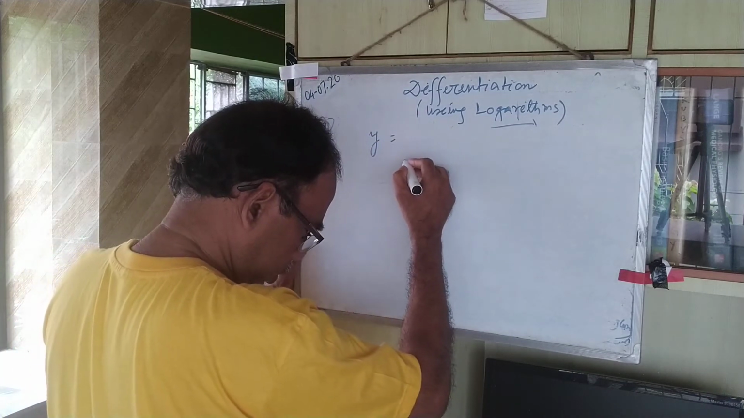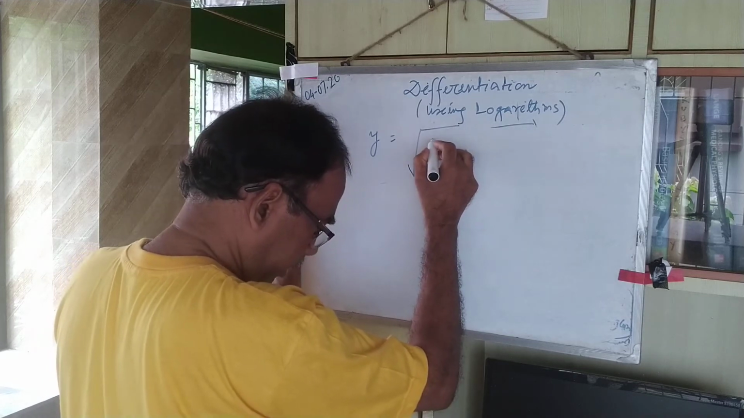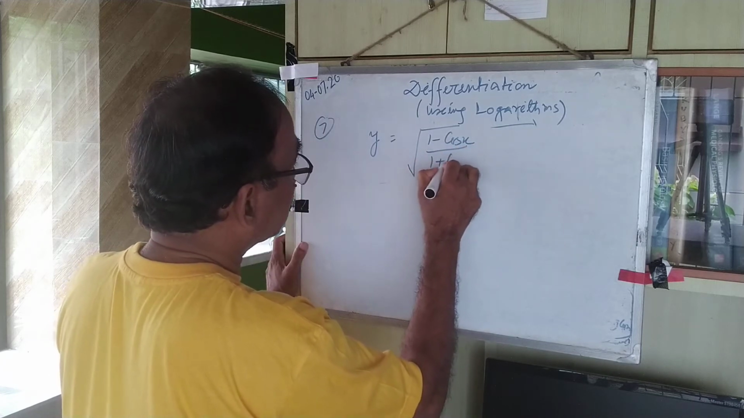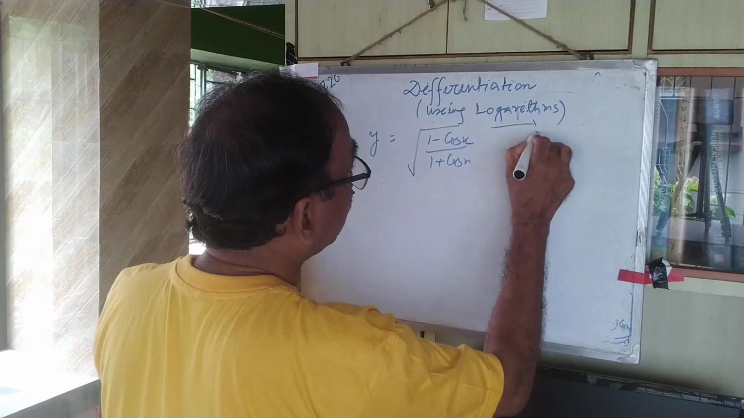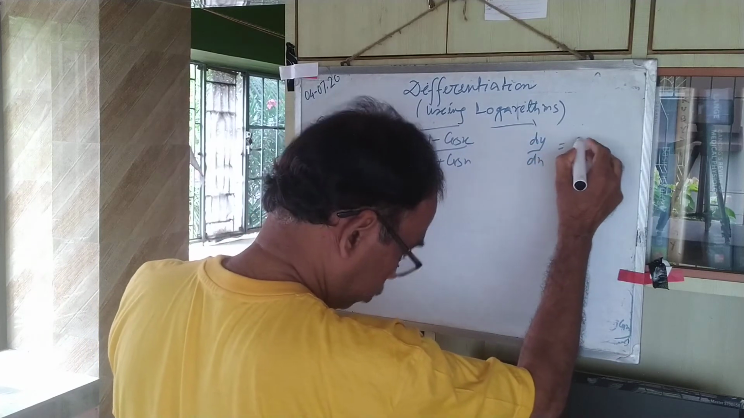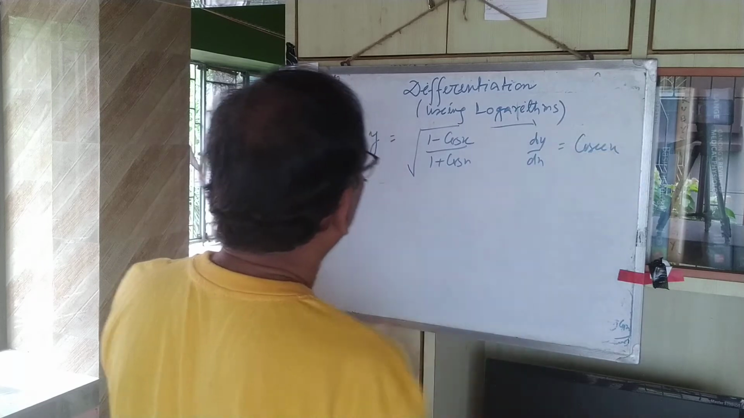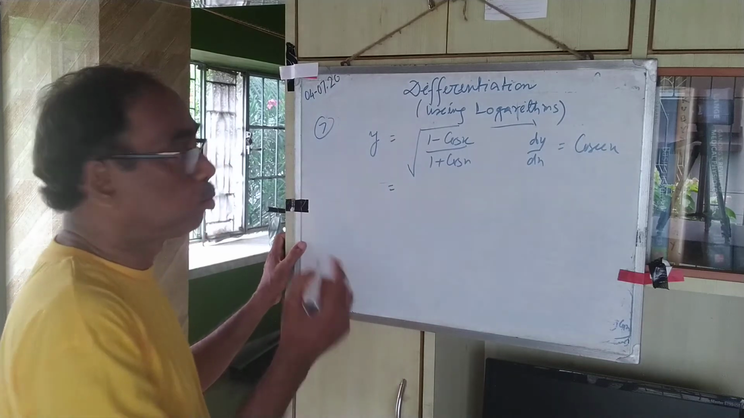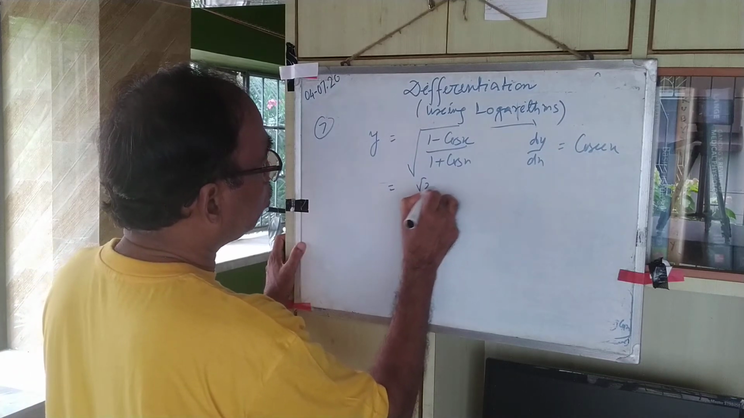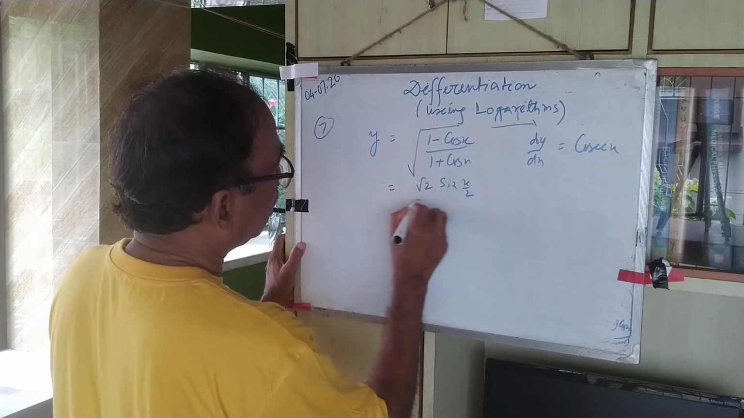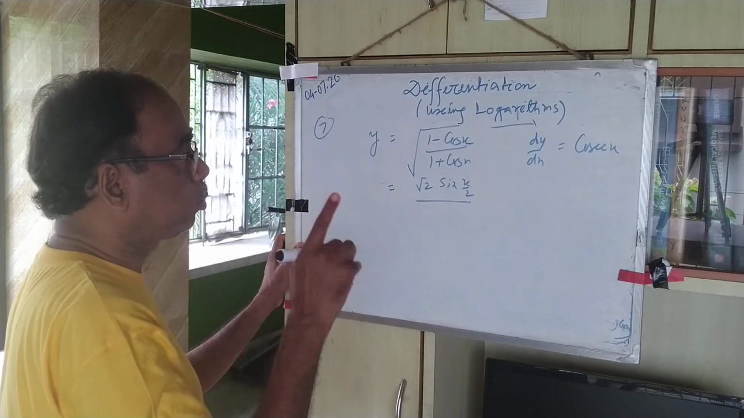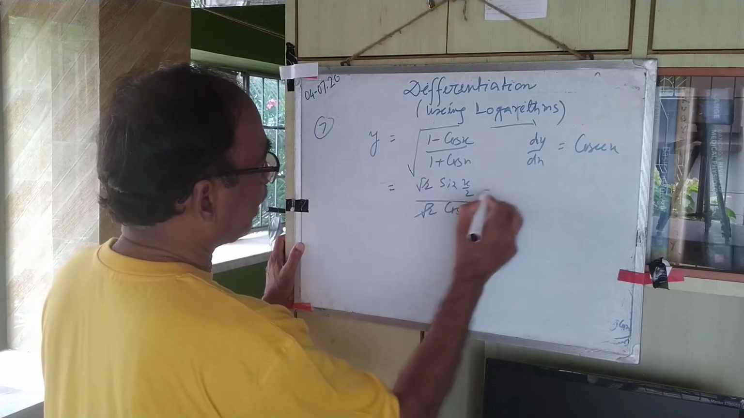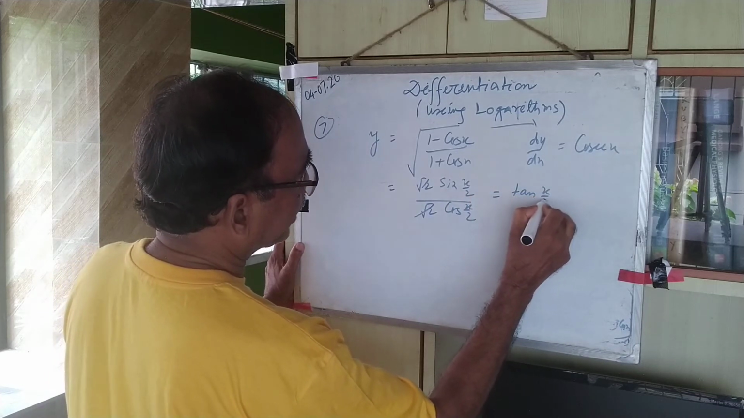Y equals square root of (1 minus cos x) by (1 plus cos x). We have to prove dy by dx equals cosec x. Here, using the trigonometric formula, 1 minus cos x is 2 sin square x by 2, that is root 2 sin x by 2. And 1 plus cos x is 2 cos square x by 2, that is root 2 cos x by 2. Root 2 cancels, that is tan x by 2.